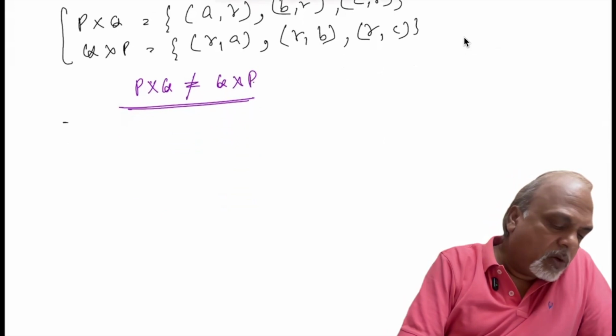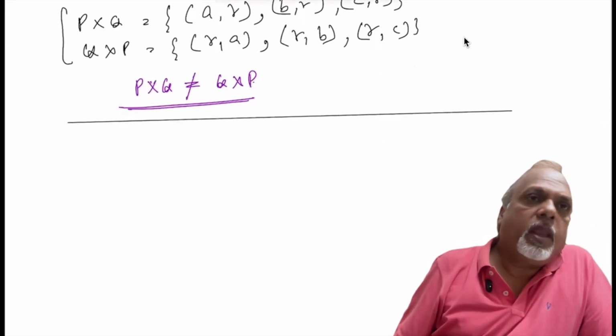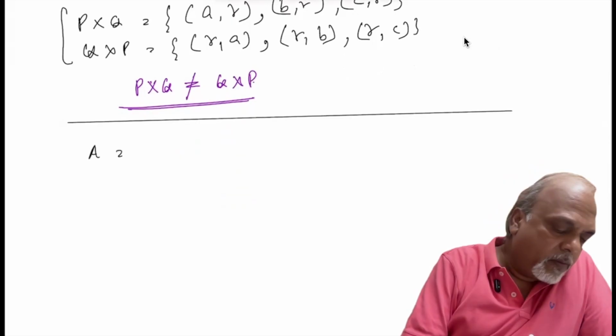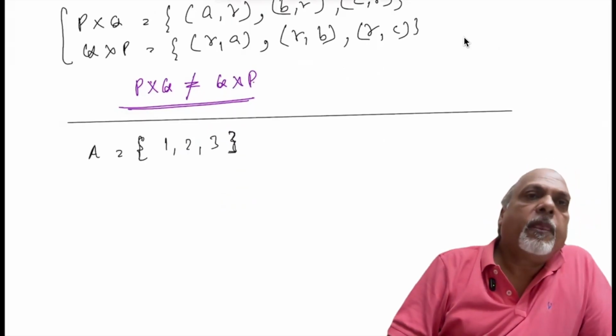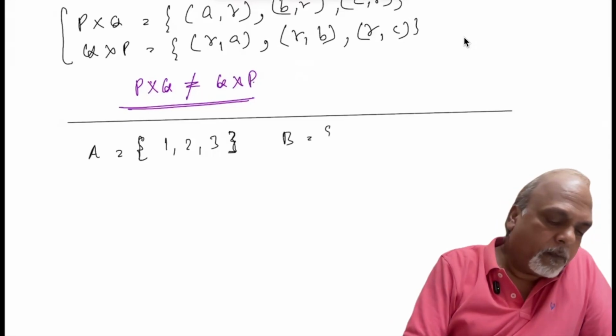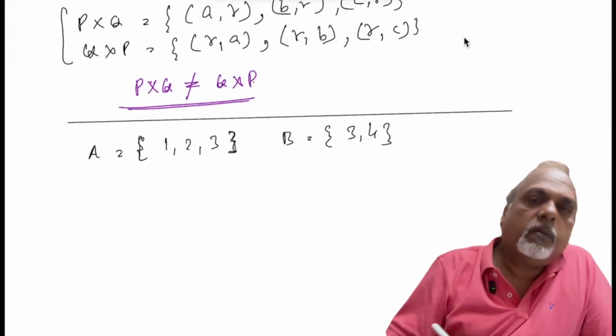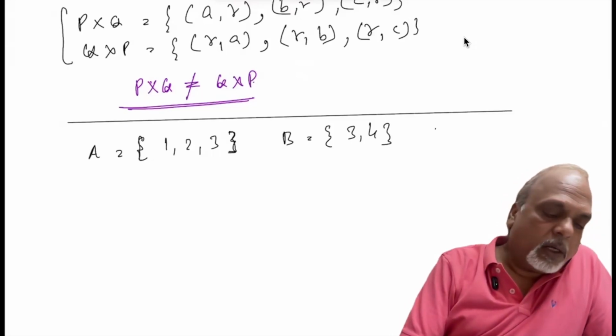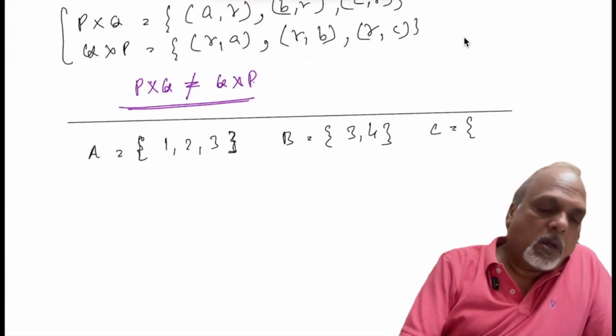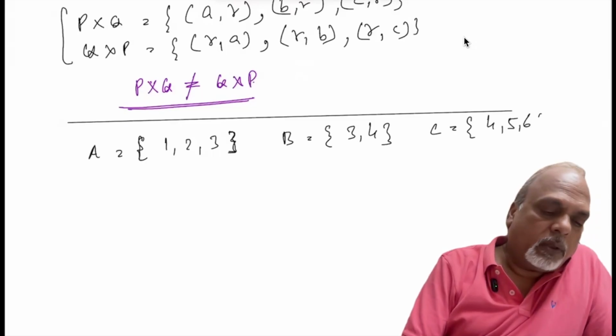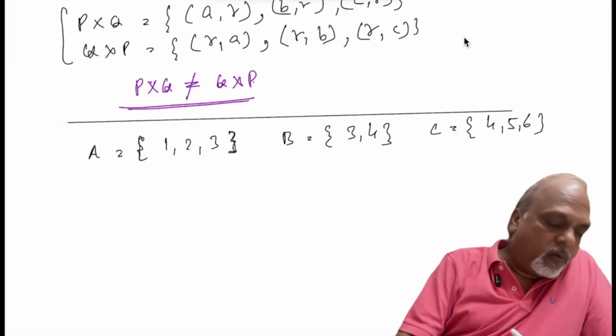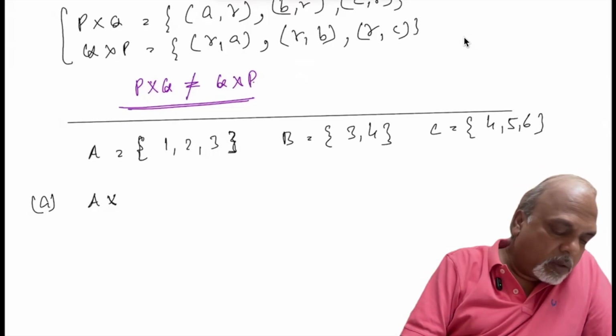Then let us take, suppose you have set A as 1, 2, 3, and set B is 3, 4, and let us take C as 4, 5, 6. Now if you want to find out A cross B intersection C.